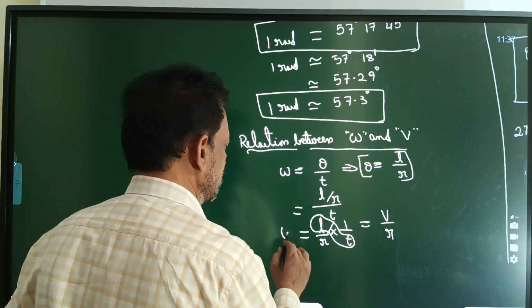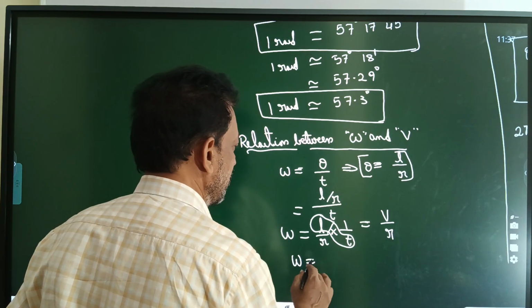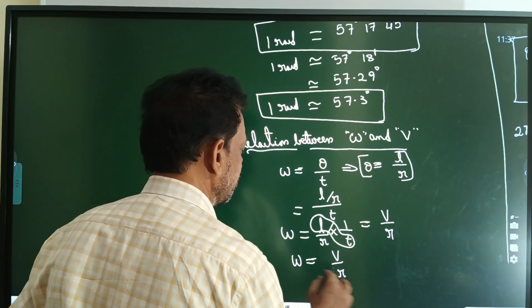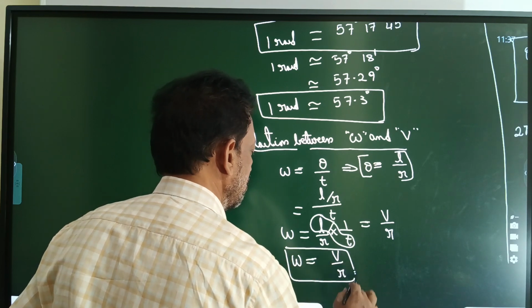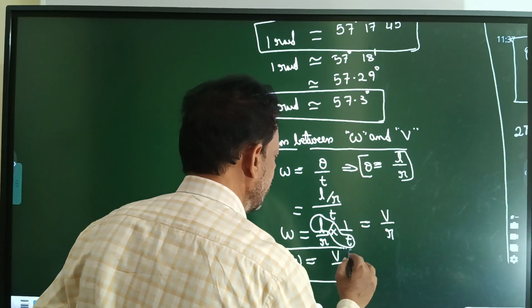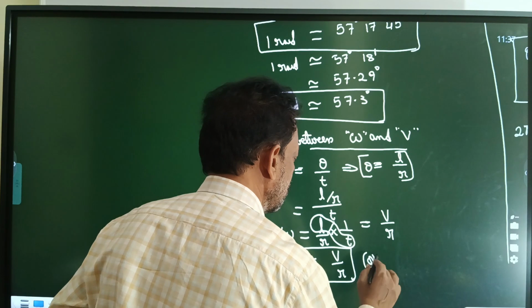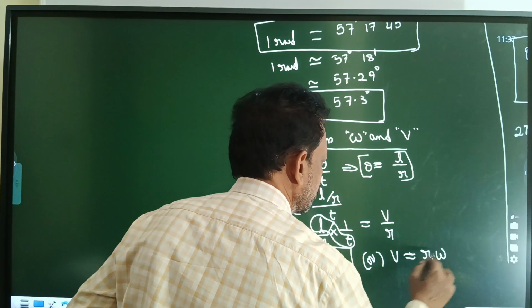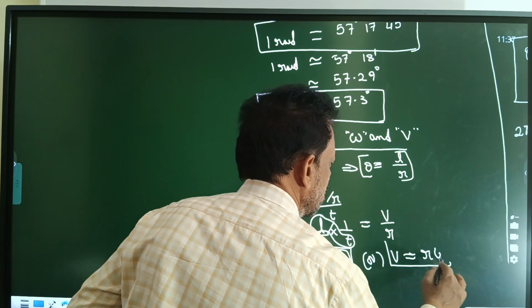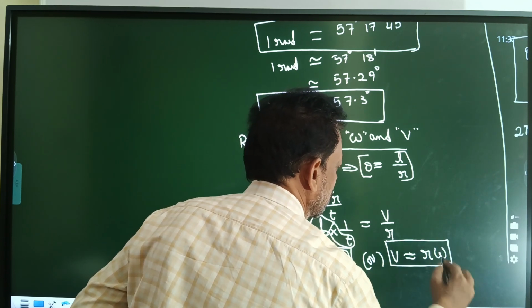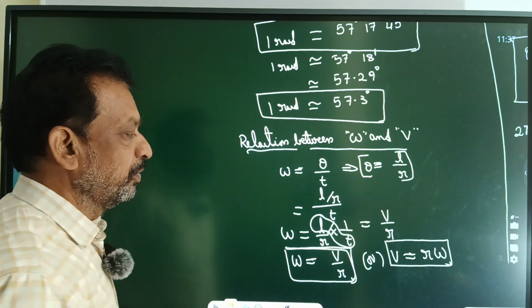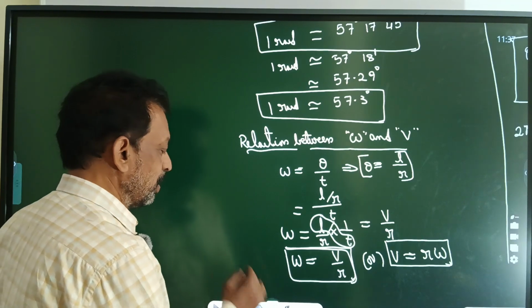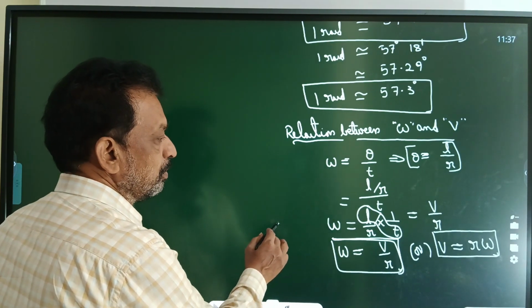Now you can write omega is equal to what you got? Omega is equal to V by R. Put it in a box. V is equal to R omega. This is the most important and useful relation. Okay, V is equal to R omega. Well and good.